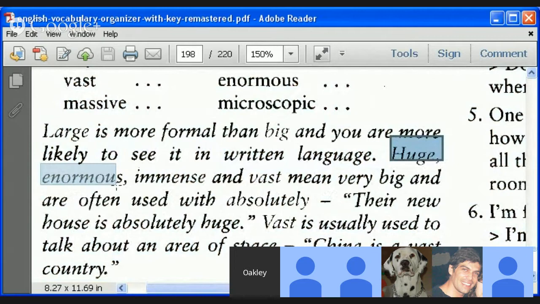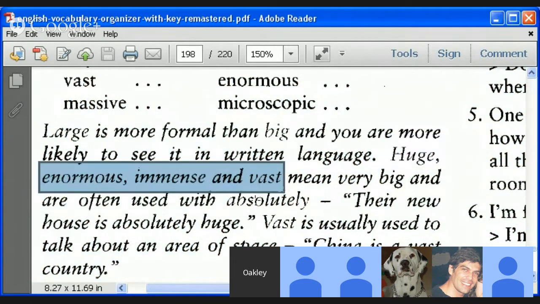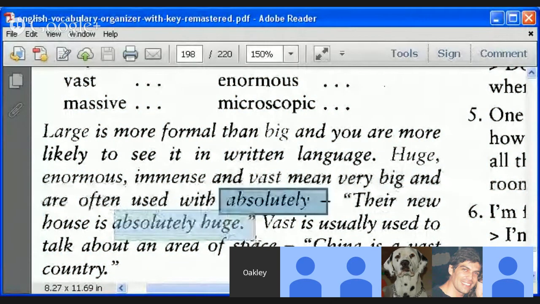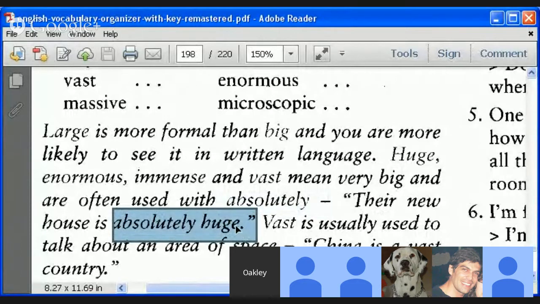Huge, enormous, immense, these really big words, humongous, gigantic, are quite often used with absolutely. For example, with another adverb. Their new house is absolutely huge, absolutely enormous. And again, vast is used to talk about space. China is a vast country.